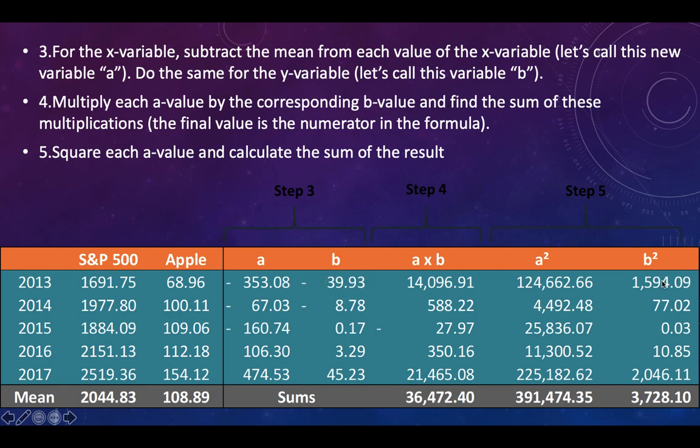So I got all the values, then I have to make the addition. I got the result as 391,474.35 and 3728.10. I got the a square and b square, which is the summation of xi minus x bar square and yi minus y bar square. So two different values I got.